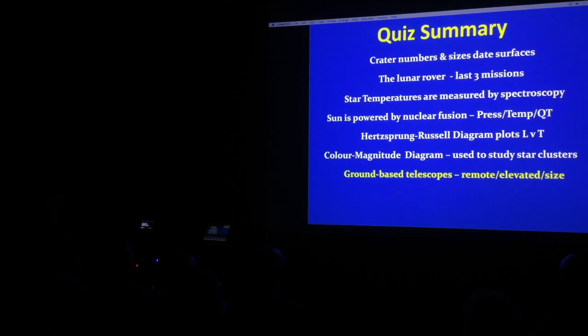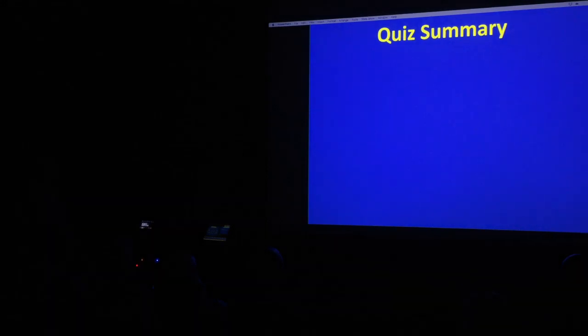Ground-based telescopes are remote, away from man-made pollution of light and so on. They're elevated to get above the atmosphere, so they get less turbulence, and also above most of the water vapour. Size is so important, that's really the key step.